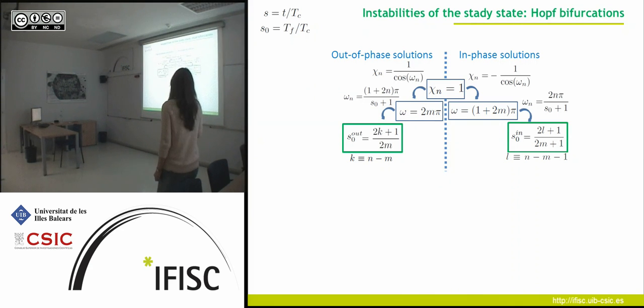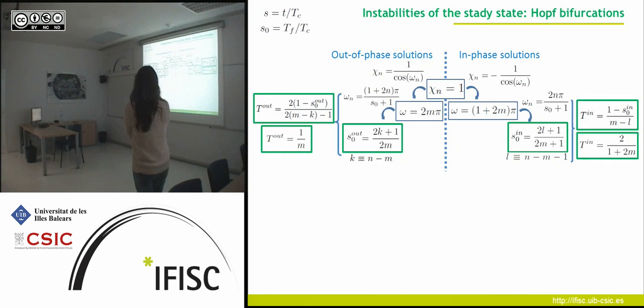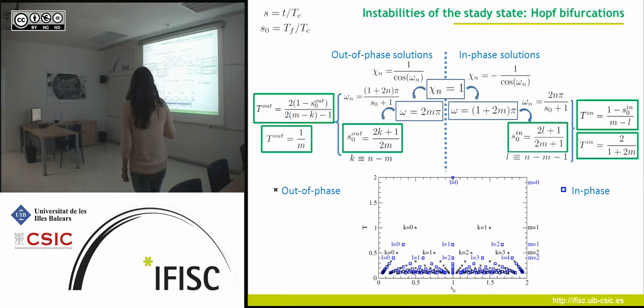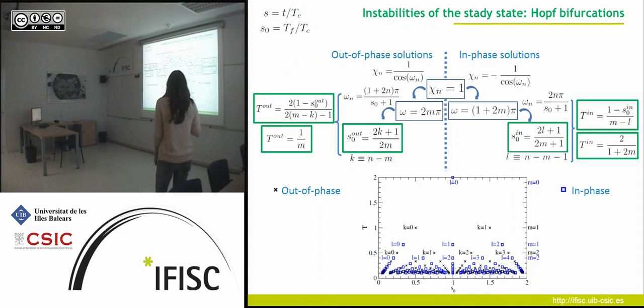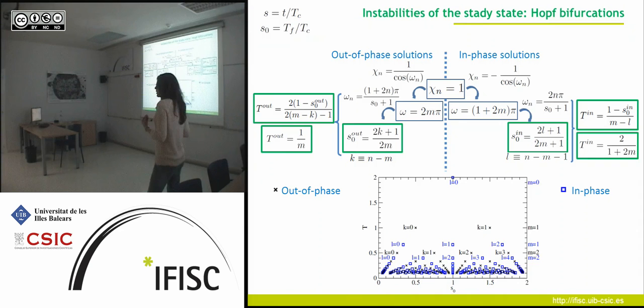Taking into account the expressions obtained before, we can obtain expressions for the ratio between the delays. Here, for in-phase solutions, we have obtained that the ratio is odd-odd, and for out-of-phase solutions, it is odd-even. We can also obtain expressions for the period in terms of S0, that was the aim of this calculation. And now, if we plot the possible solutions, we see that not all the values of S0 are possible. This is one result. Also that there are multiple solutions coexisting for the same value of S0.